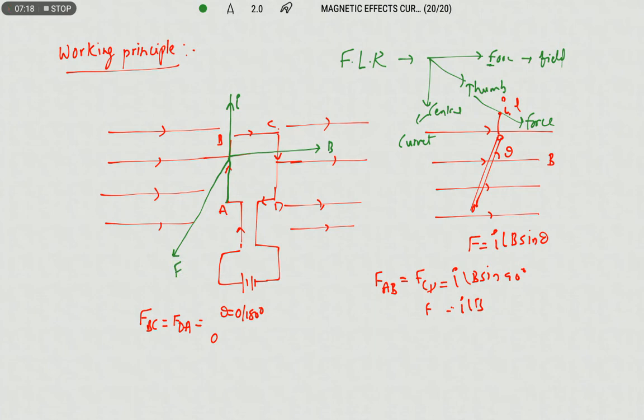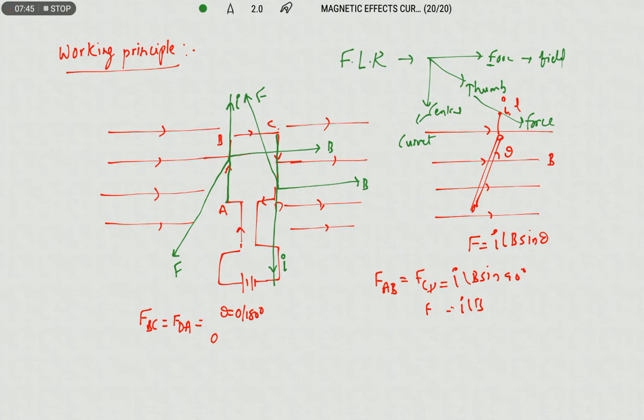Now let us see in case of arm CD. That means the magnetic field pushes the coil downwards on one side. Now let us see on CD. This is the direction of the current and magnetic field and direction of the force. That means the magnetic field pushes the arm CD in the upward direction.